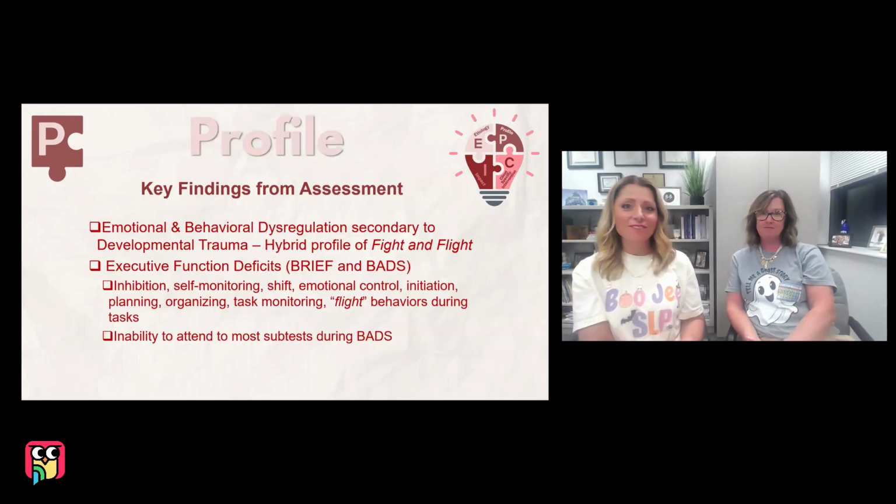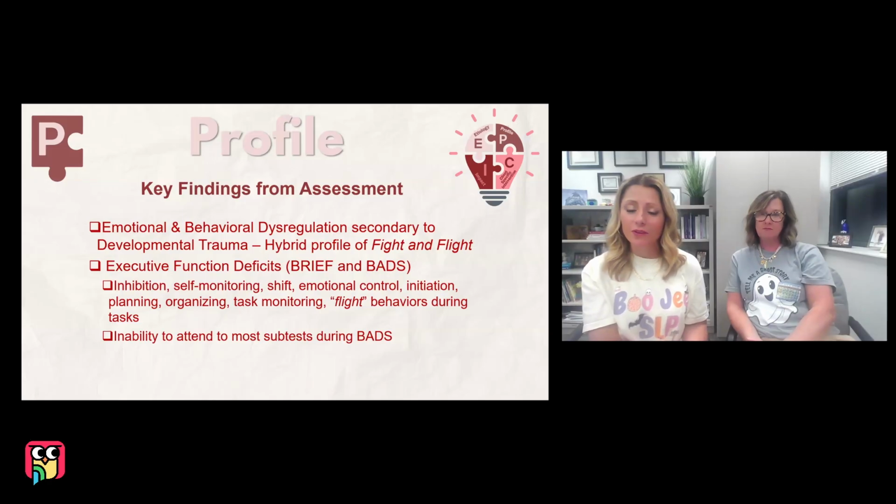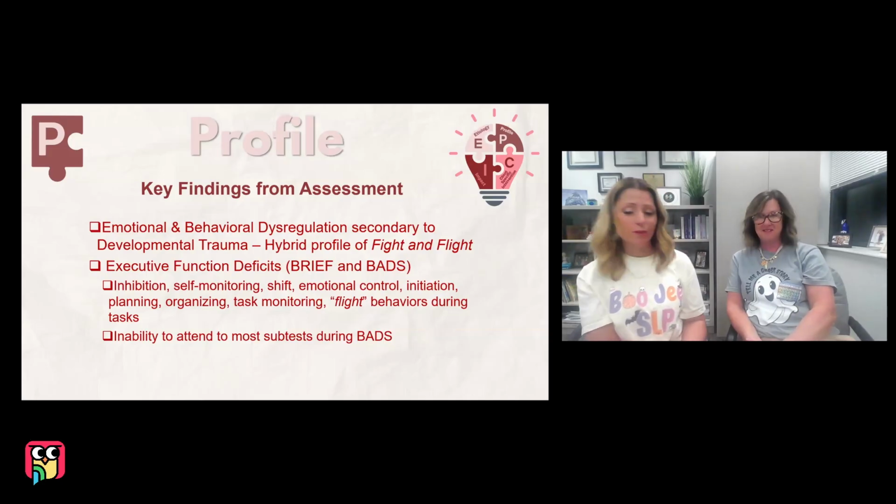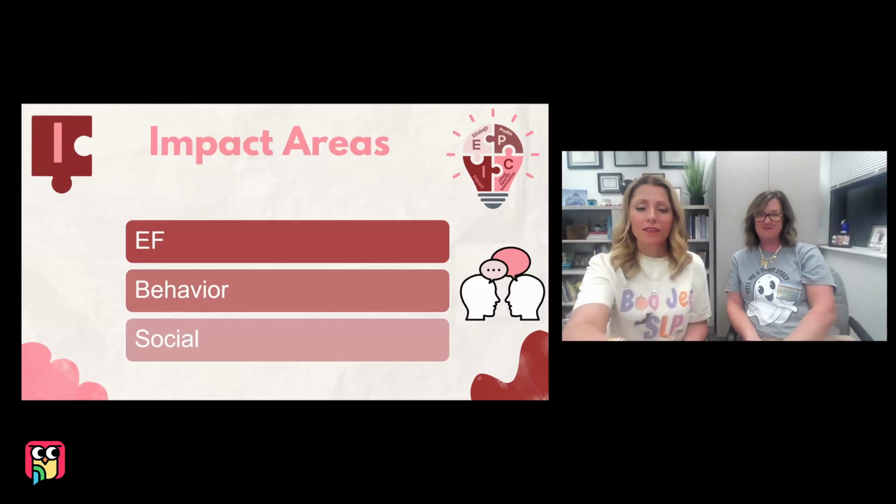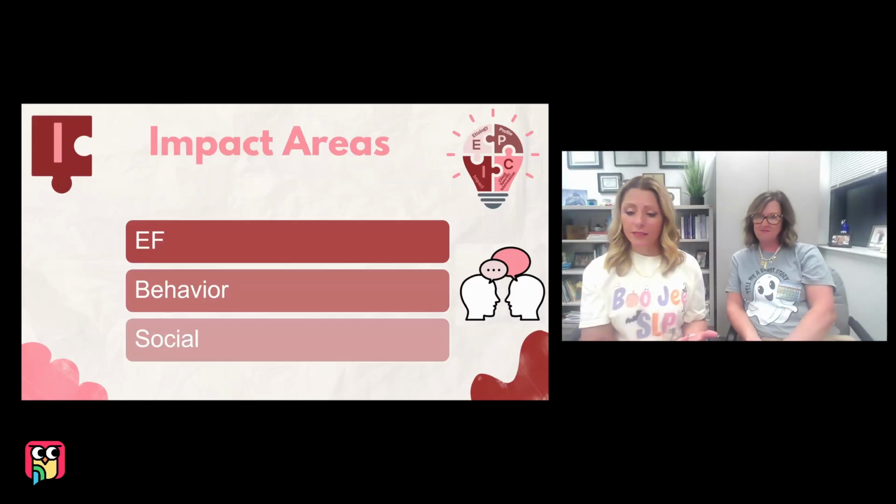So, excuse me, his key findings from his assessment: his emotional and behavioral dysregulation, secondary to developmental trauma. So that's his diagnosis. He has a hybrid profile of fight and flight. He also has executive function deficits as indicated by the BRIEF and the BADS. And some of his issues include inhibition, self-monitoring, shifting, emotional control, initiation, planning, organization, task monitoring, and flight behaviors during tasks. During the BADS, he had a hard time paying attention. So he had a lot of attention issues during those subtests. So that's a little bit about his background and his assessment information.